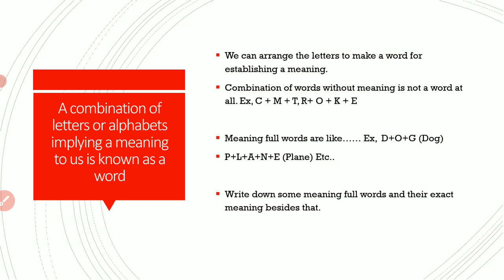Now let us talk about words. A combination of letters or alphabets implying a meaning to us is known as a word. If you use the letters only, then they will not give you any important meaning. So in order to get a meaning, you have to form a word by combining letters. We can arrange the letters to make a word for establishing a meaning.